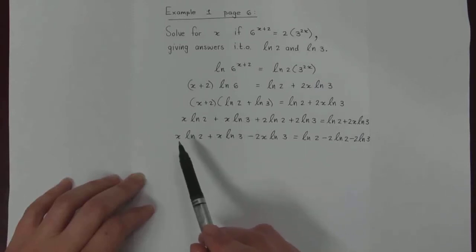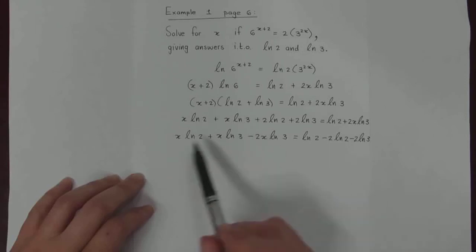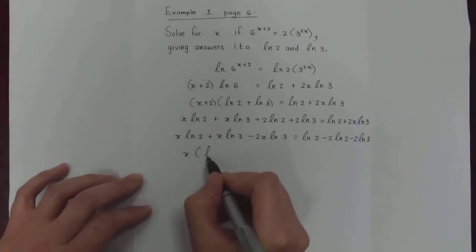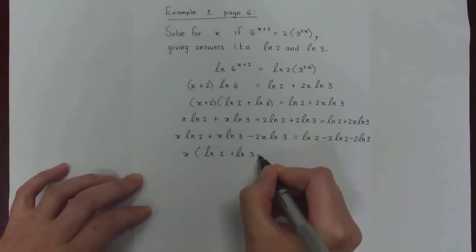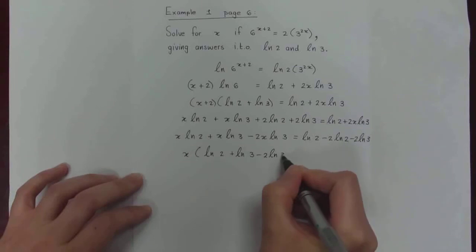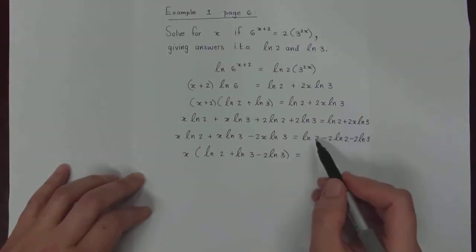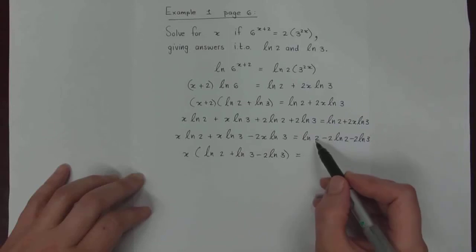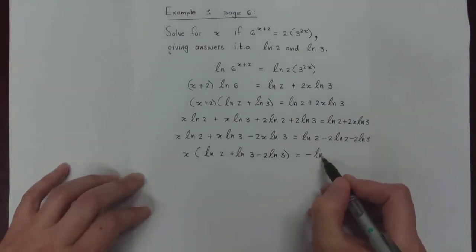Now, over there, I'm going to take x out as a common factor because these are not like terms. So obviously I can't add and subtract them. So I'm going to have to take x out as a common factor. And over there, I've got some like terms. So I can actually simplify because I've got ln of 2 minus 2 ln of 2. And those are like terms. It's one of those ln 2's minus 2 of those ln 2's gives me minus ln of 2.